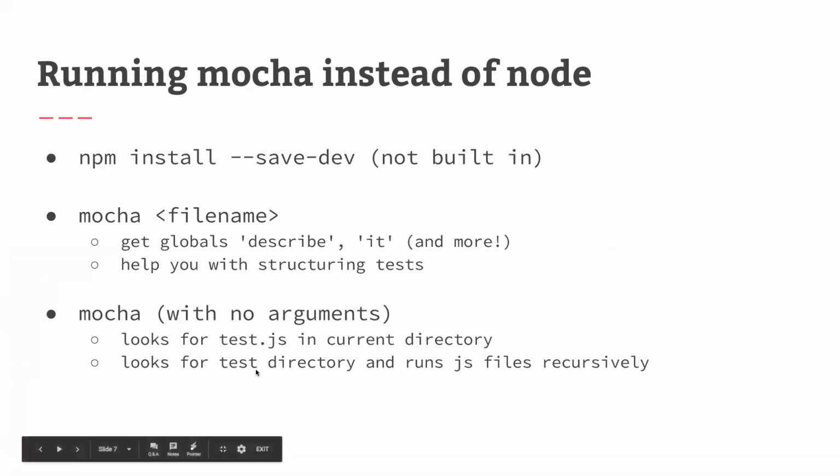Or if it finds a directory called test, it'll run all of the JS files in that test directory and any subdirectories of that test directory. So you can imagine that Facebook as an application has more than one test file, right? If it just had one test file, it would be millions of lines long, and you would never be able to find anything in it. So for an application of any size, you're going to have a test suite, and you're going to break it out into files for organization.